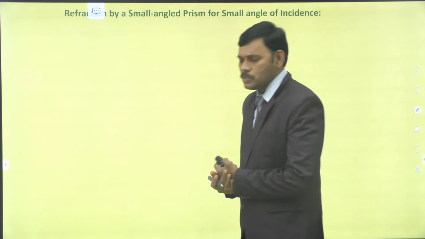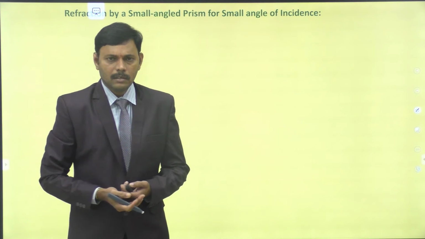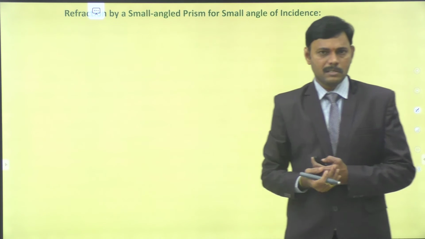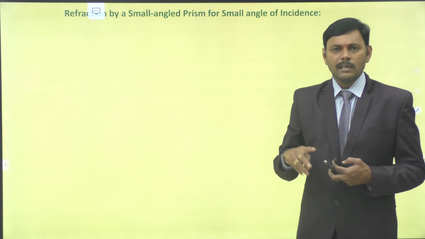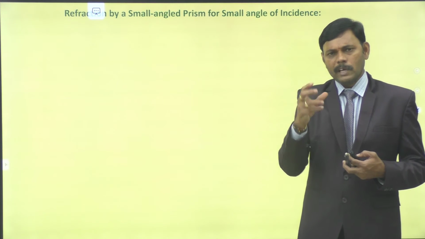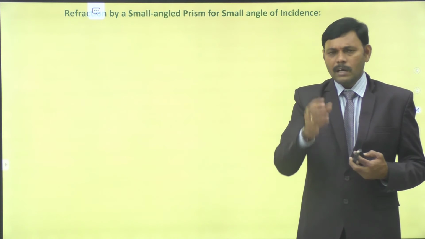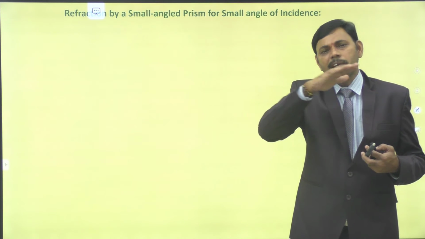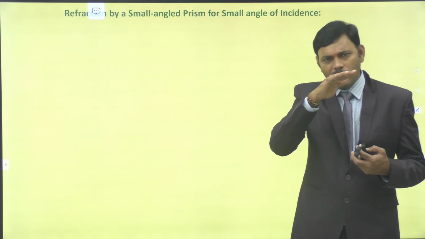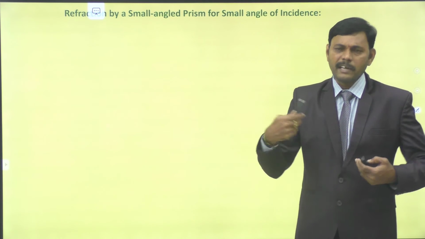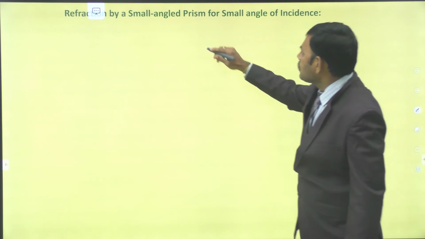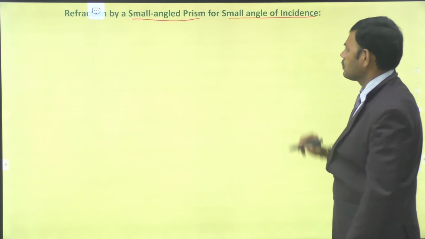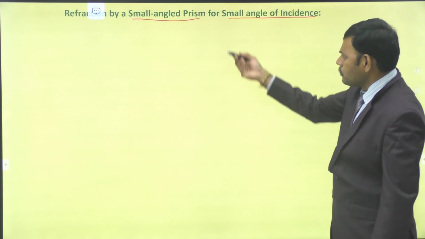So we have so many practical situations. Let us consider rainfall. During rainfall, when light rays coming from the sun pass through water droplets, the water droplet is assumed to be a substance like a prism. With water as the medium, the angle of the prism of the water droplet is very small, and the light rays are incident on the water drop at very small angles of incidence. So practically we have the conditions of a small angle prism as well as small angles of incidence. For these two conditions, we continue the derivation.